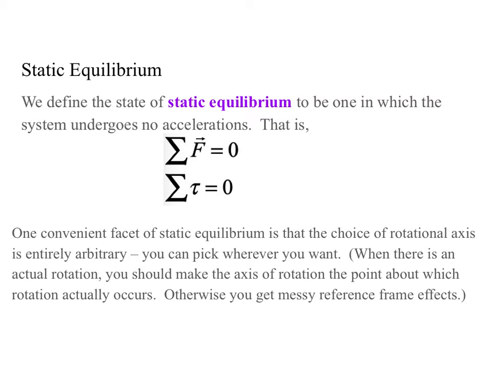We define a state of static equilibrium to be one under which the system undergoes no accelerations. That is, the forces are 0 and the torques are 0. One convenient facet of static equilibrium is that the choice of rotational axis is entirely arbitrary. You can pick wherever you want. If there is an actual rotation going on, you should make the axis of rotation the point at which that rotation is occurring. Otherwise, you get really messy reference frame effects, and it's really kind of annoying.